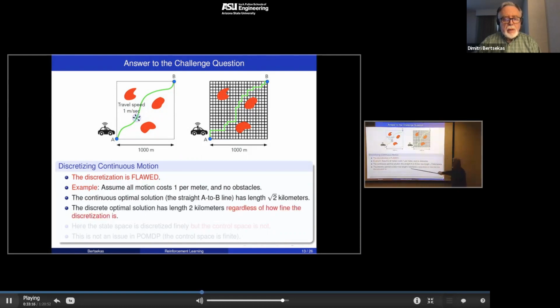However, the discrete optimal solution involves counting units along this piecewise horizontal vertical path. And no matter how you do it, you're going to have a distance of 1 and another distance of 1, 2 kilometers. Okay? Not the square root of 2, 2, no matter how fine you make the discretization. And the problem here is that the state space is discretized finely, but the control space is not. Okay? You have to discretize the control space also, many directions, and then use aggregation, okay?